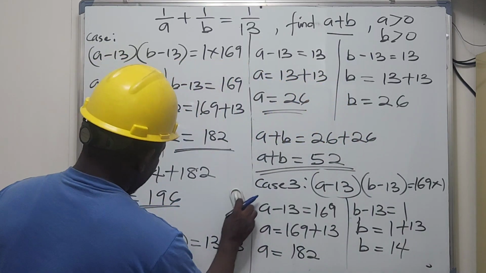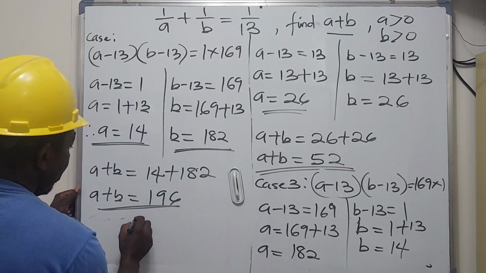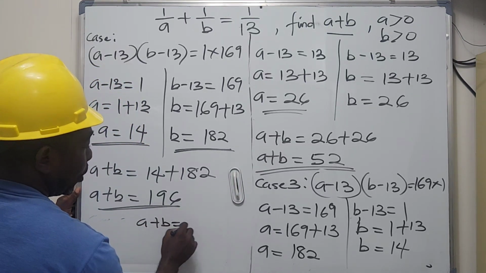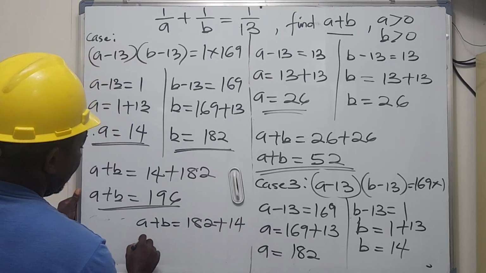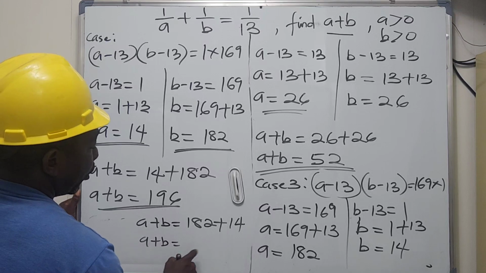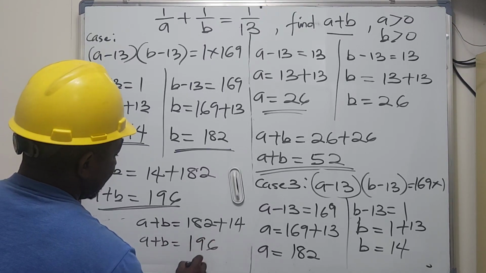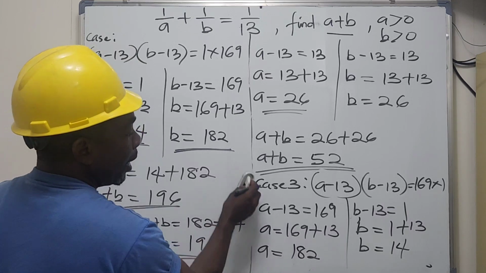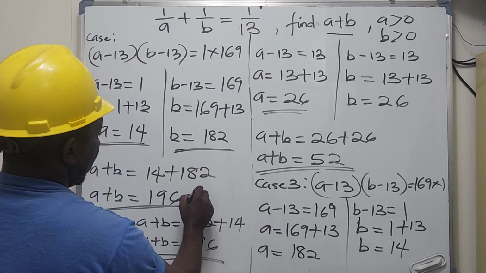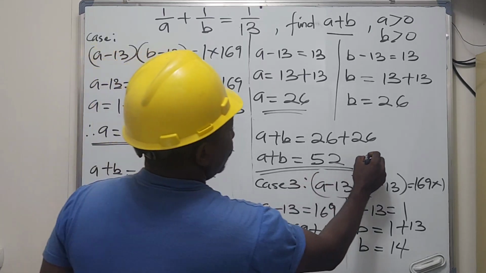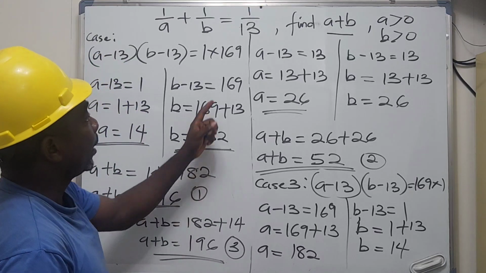Therefore, our value of a plus b for case 3 will become 182 plus 14. When we add this, it will give us 196. So these are the three values of a plus b that we have. This is for case 1, this is for case 2, and this is for case 3. They all satisfy this equation.